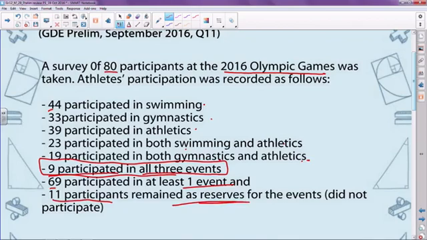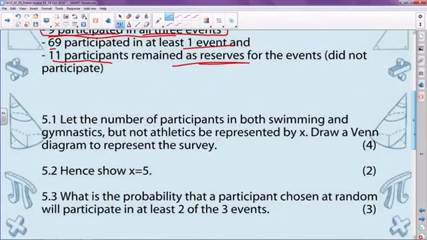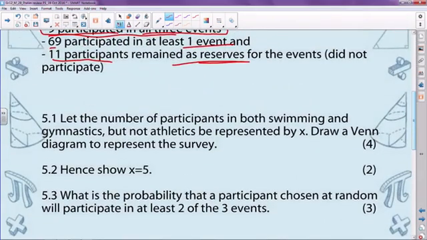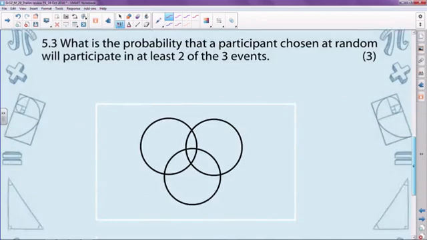Okay, so to draw up our Venn diagram, and in fact that is the first question. It says, let the number of participants in both swimming and gymnastics, but not athletics, be represented by X. Draw a Venn diagram to represent the survey, and this is for 4 marks. So let's first talk about what our Venn diagram is going to look like.